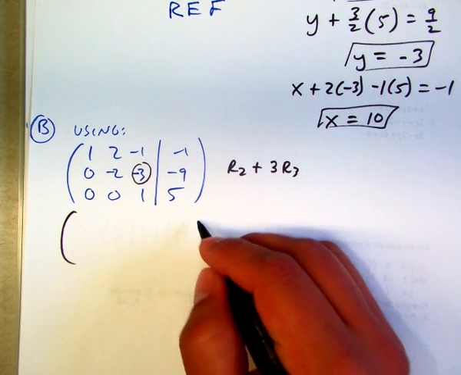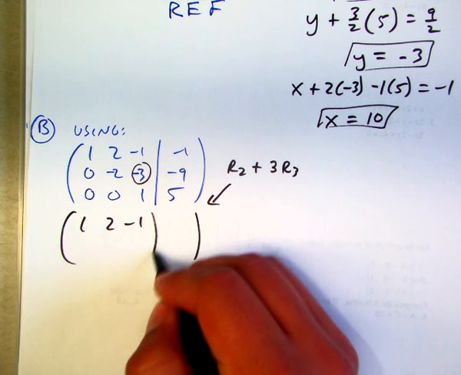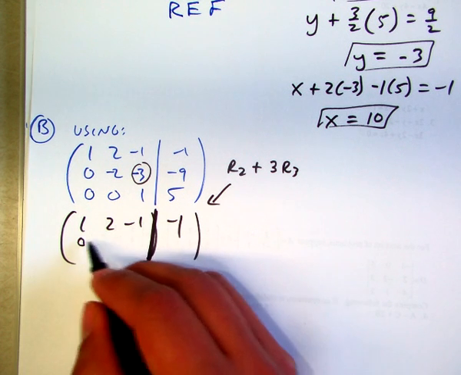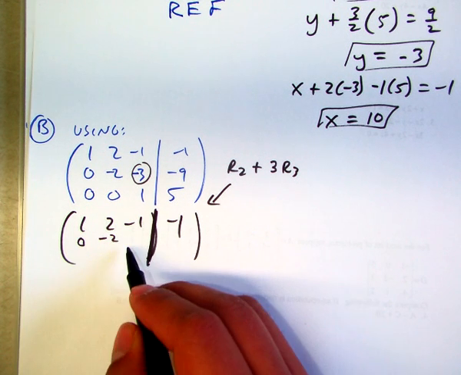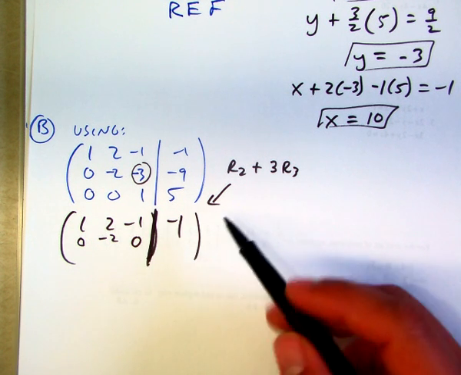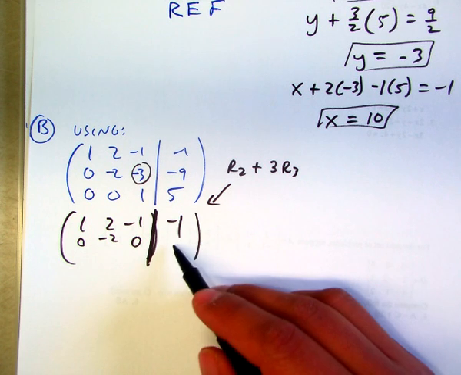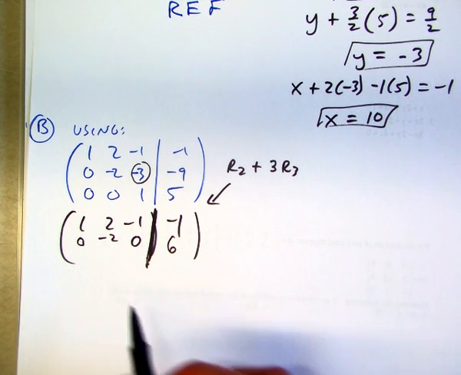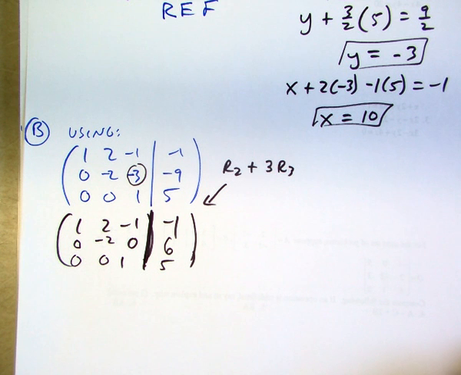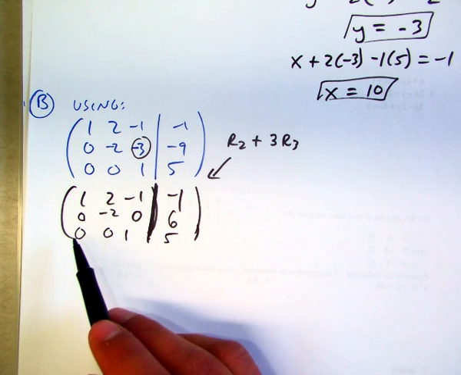And then 1, 2, negative 1, negative 1. Oops, that's a line, sorry. 0. Negative 2 plus nothing is still negative 2, but now negative 3 plus 3 is 0. Negative 9 plus 15 is 6. And we have 0, 0, 1, and 5 still. Okay, so we have a 0, 0, 1.